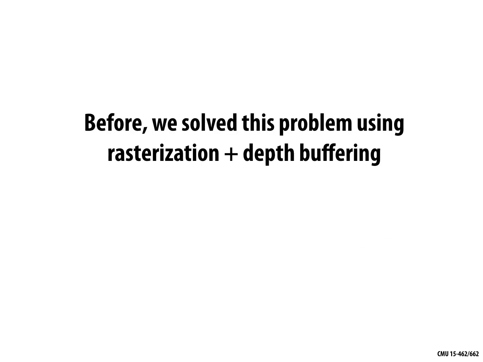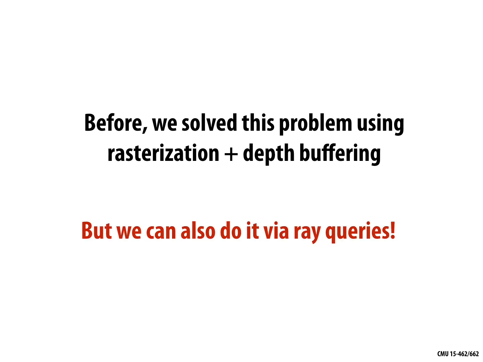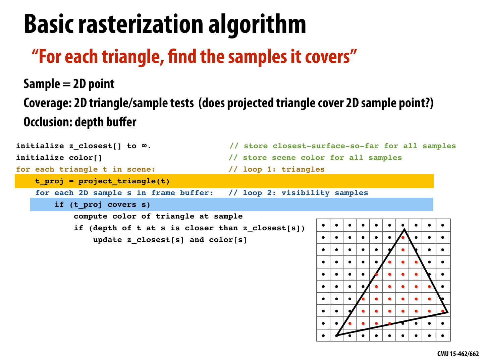And previously we solved these problems using rasterization and depth buffering. Rasterization to solve the coverage problem and depth buffering to solve the occlusion problem. But we can also do it using our ray queries, right? So we're going to kind of flip things around. Just as a quick reminder, how did this work with rasterization? The basic idea of our rasterization algorithm was to say for each triangle, for each primitive, find the samples that it covers. We iterate over primitives, and for each primitive, find the samples it covers. In this scenario, a sample means a 2D point in the image plane.